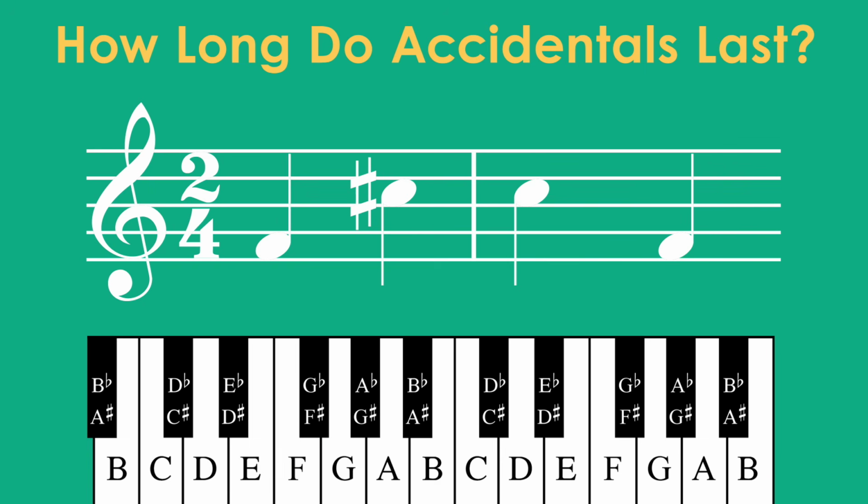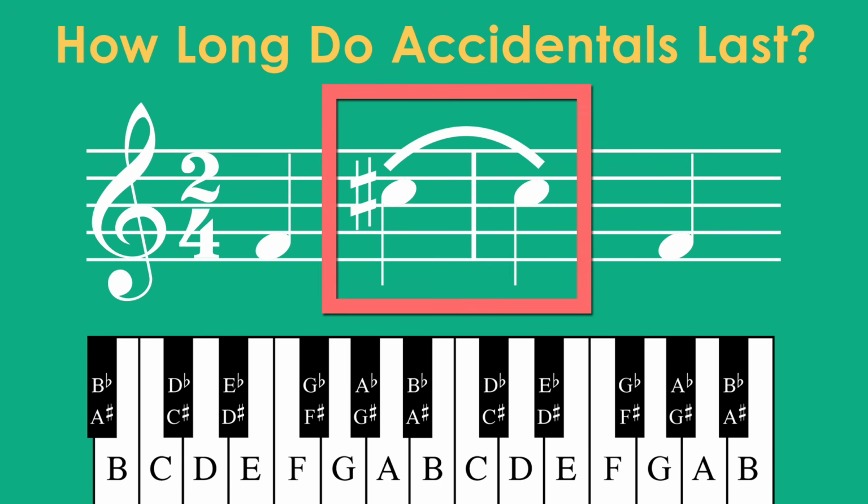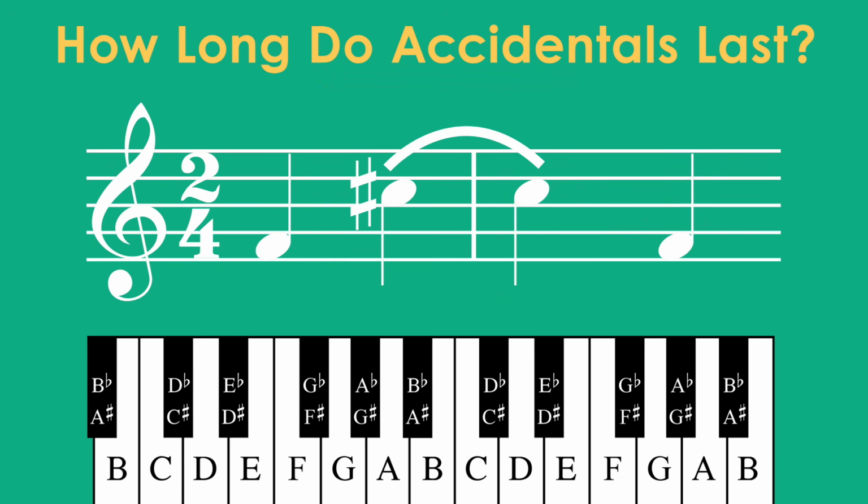Some of you might be curious and wondering if an accidental ever carries over the bar line. Well, yes, and no. In fact, there is one case that I know of where it does, kind of. If these two notes were tied together, then it would be played F, C sharp, F. This line right here is called a tie. This tie connects these two notes and treats them like one note. So the sharp carries over to the tied note. Let's listen to it again.